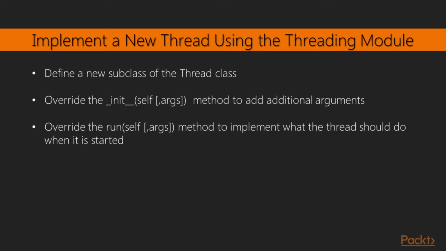To implement a new thread using the threading module, you have to do the following. 1. Define a new subclass of the Thread class. 2. Override the __init__(self [,args]) method to add additional arguments. 3. Then you need to override the run(self [,args]) method to implement what the thread should do when it is started. Once you've created the new Thread subclass, you can create an instance of it and then start a new thread by invoking the start() method, which will in turn call the run() method.